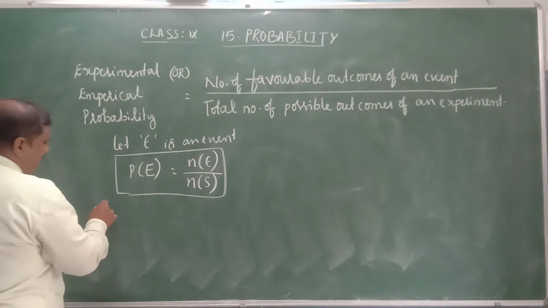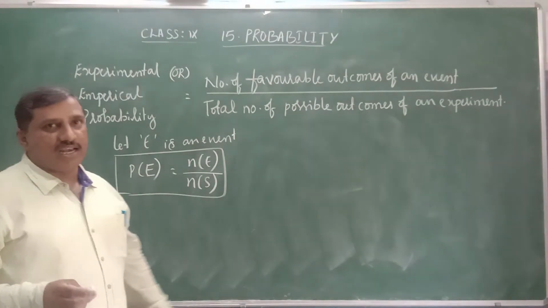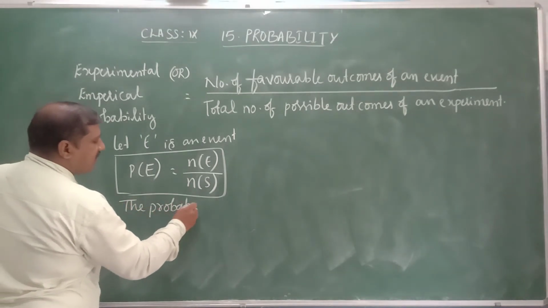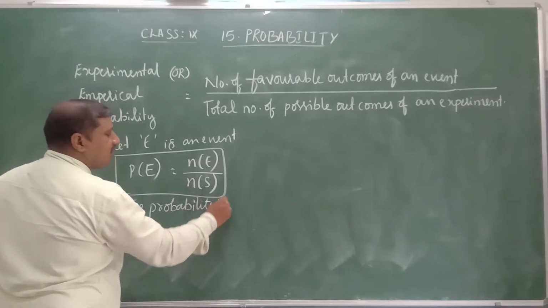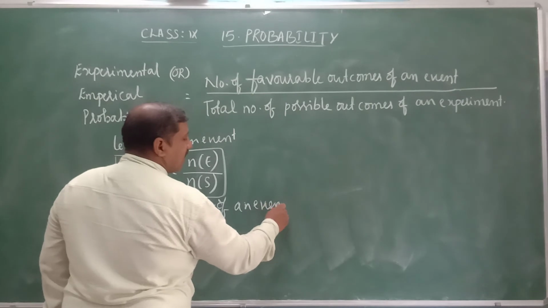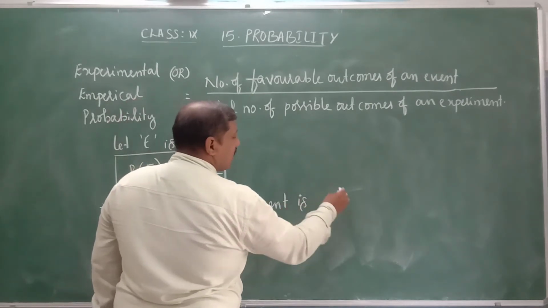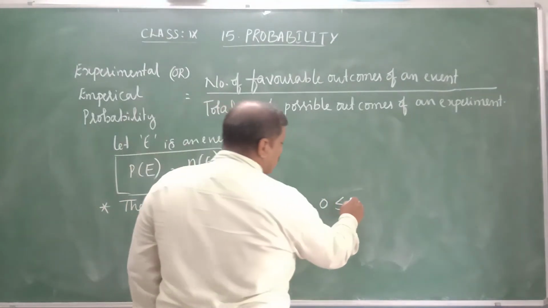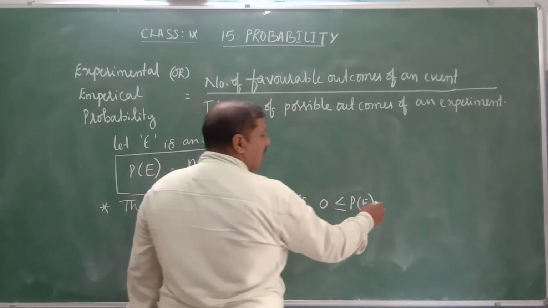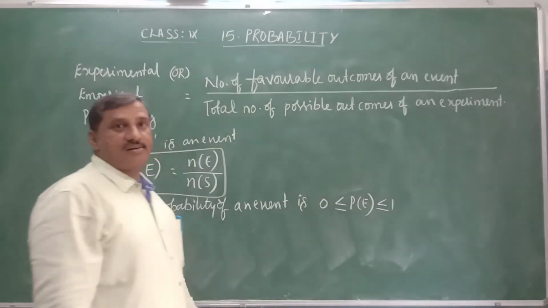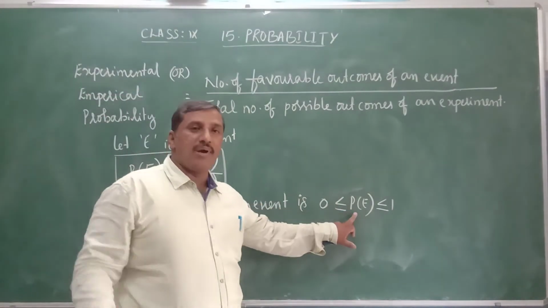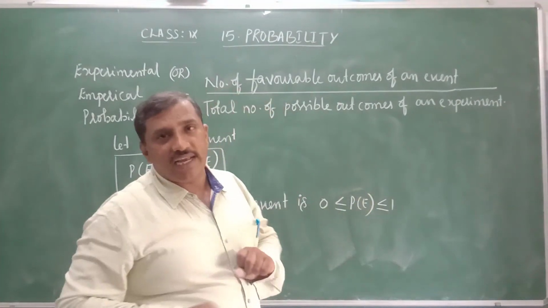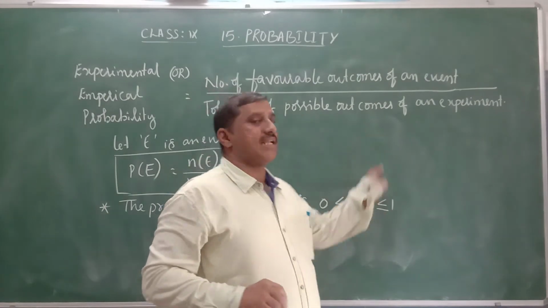Now, as I told, when we find the probability of an event, where does it lie? The probability of an event is either greater than or equal to 0 and less than or equal to 1. That is, P of E is greater than or equal to 0 and less than or equal to 1. It means the probability of any event may be 0, or may be 1, or in between 0 and 1 also. That is, it is never negative and it is never more than 1.